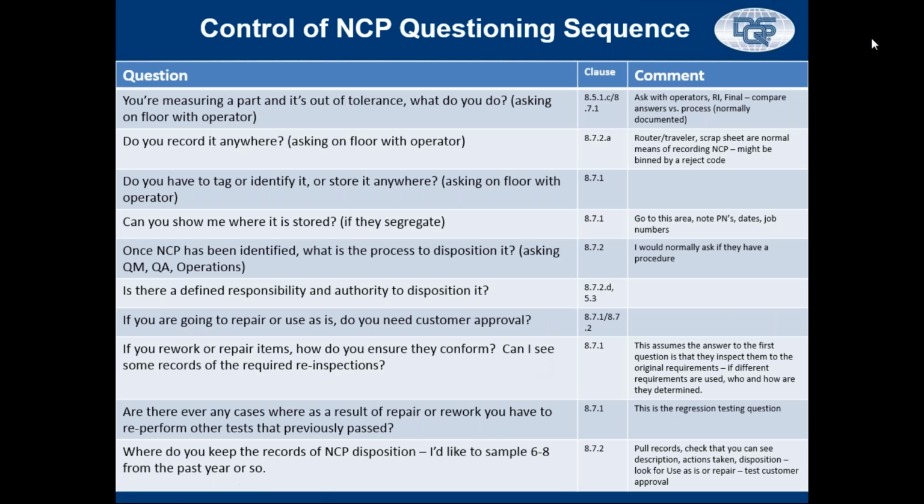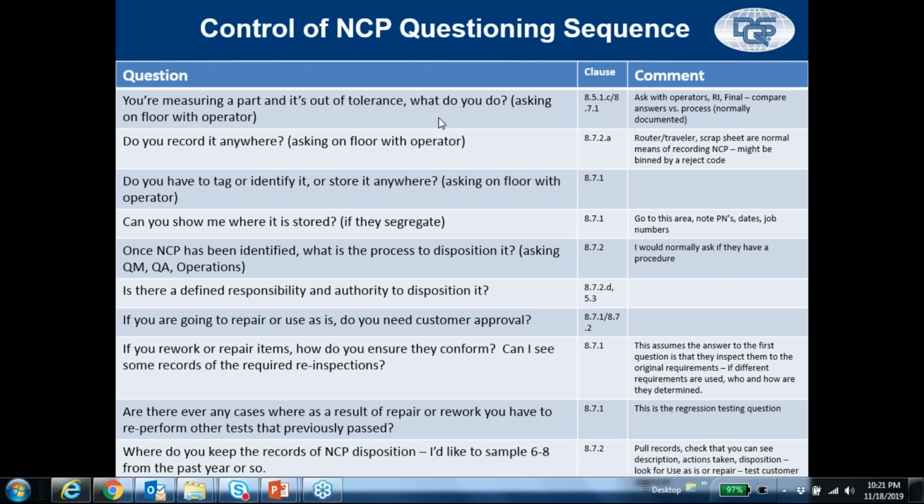Okay, I like to give you a sequence. And here's your sequence. So it all starts on the floor, right? This is the part we do well. You're asking people to measure parts, you're watching them do it, you ask them what they do if it's in tolerance, you ask them what they do if it's out of tolerance, and they talk to you about segregation, they talk to you about tagging. You ask them if they record it anywhere, and they show you somewhere where they record it. You ask them if they have to tag it or store it anywhere. They say they have to segregate it, you go with them to where they store it. Notes and part numbers, dates, job numbers of what's in the cage.